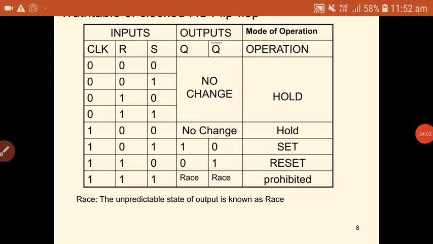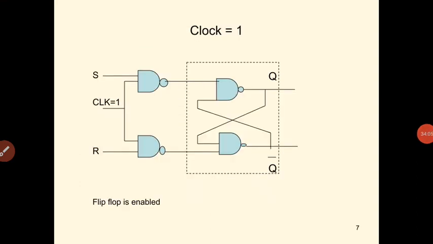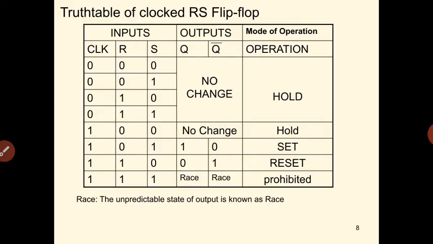Okay, so this is the truth table of the clocked RS flip-flop. When there is no clock applied, irrespective of the input combinations, the present output will be equal to the previous output. That means there is no change in the state of the output, so the mode of operation you can call hold. And when the clock is applied, for different input combinations, the output will be produced.